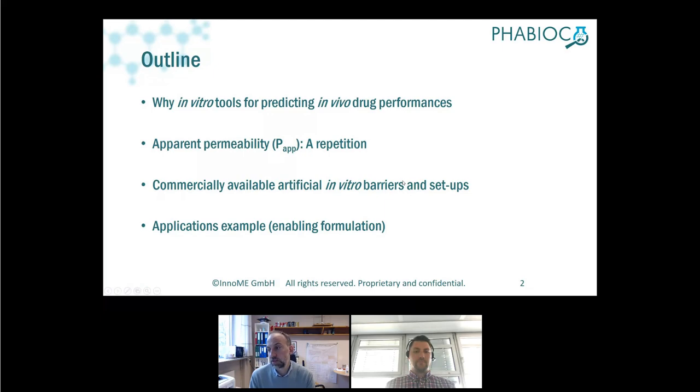The outline of today's presentation: I will start with contextualizing why PermaPad and why in vitro tools are extremely important for predicting in vivo drug performances. I will go through some concepts related to apparent permeability that were discussed in the previous webinar as a refreshment. And then I will discuss which are the most utilized commercially available artificial in vitro barriers on the market, and then I will give some examples of their applicability.